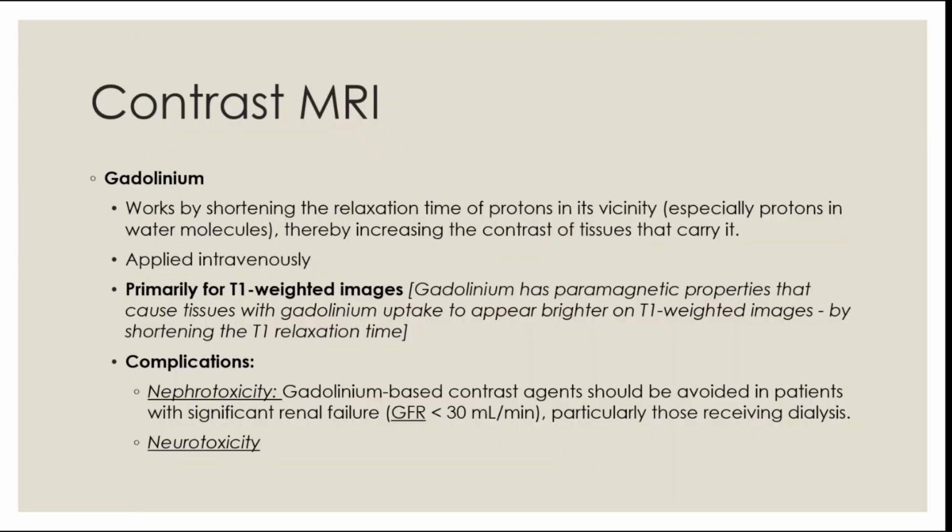So you have a native MRI without contrast, and you have an MRI with contrast. The contrast medium that we use in MRI is gadolinium. Gadolinium has paramagnetic properties, so we mainly use it, and only for T1 weighted images, because it enhances the image there. It makes it brighter by shortening the T1 relaxation time.